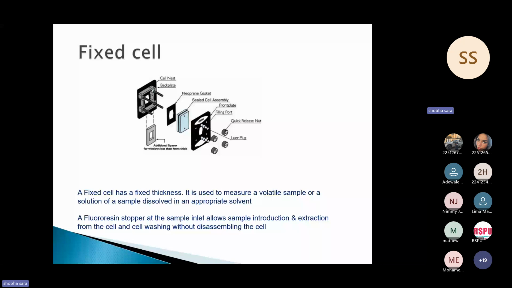It is mostly used to measure volatile samples. With the other one, if we press and close it, by the time we do it, it will be evaporated. But for volatile samples, this fixed cell is better. We can easily inject it. Within seconds, we can scan and get the result. The other one requires some time, and by then it will be gone. And there is a stopper here, so it won't let the volatile sample evaporate. These are the options for liquid samples.